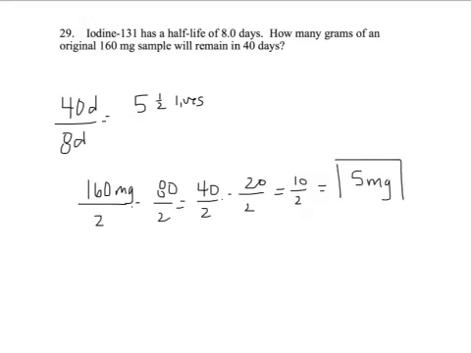And this is the correct number of sig figs because if you look, 8.0 has 2, 160 written that way has 2, but the number 40 only has 1 significant digit. Only the 4 is significant, the 0 is not. It does not have a decimal after the 0, so you must round your answer to 1 sig fig, 5 milligrams.